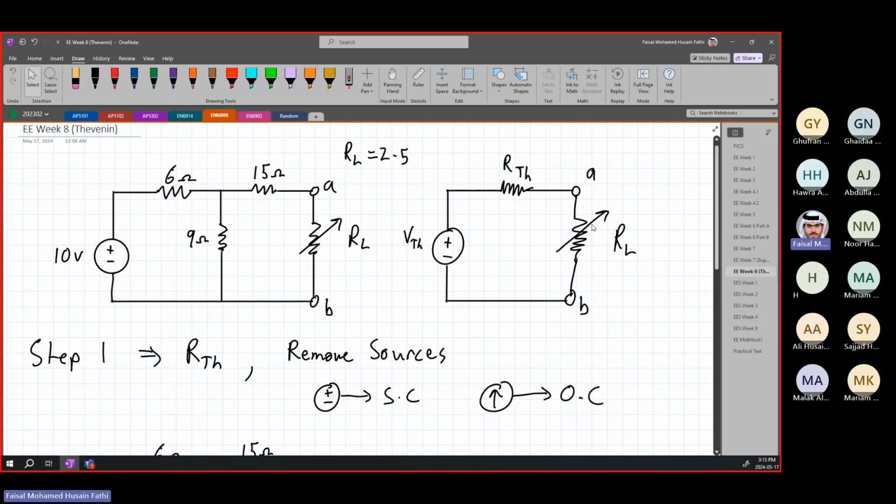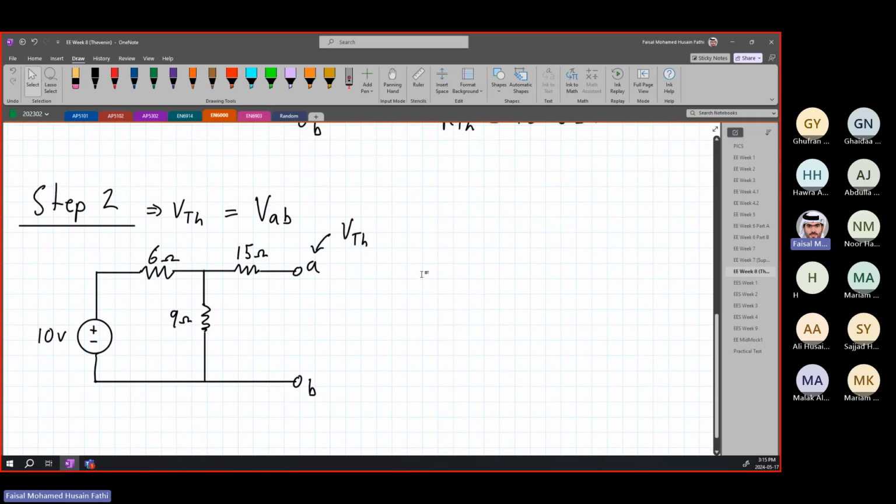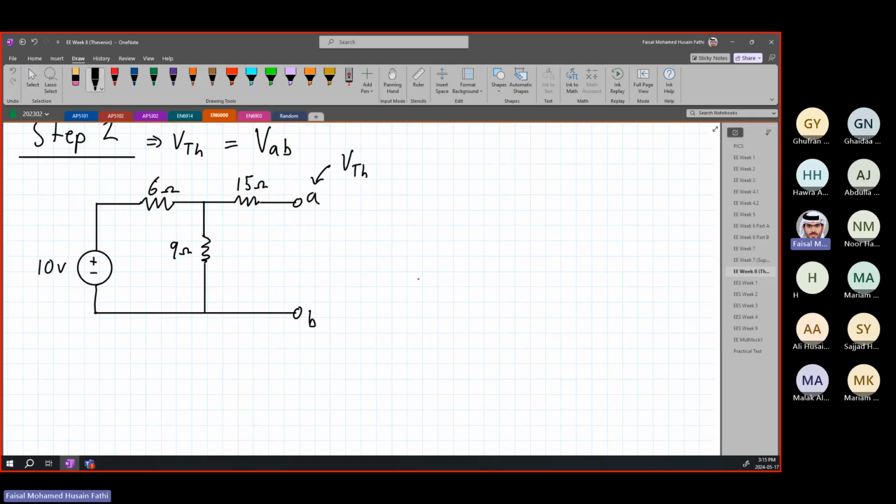So if you remember, if we look at the equivalent circuit, V Thevenin is going to be the voltage that is going between A and B, all right? This is the whole point. So how can we find that? There are different ways you can look at it. There are multiple different ways you can look at it.